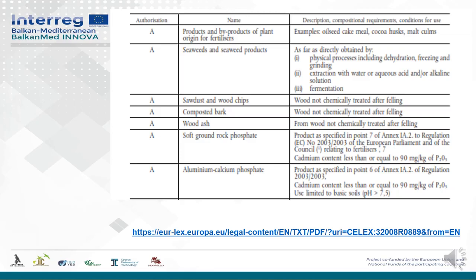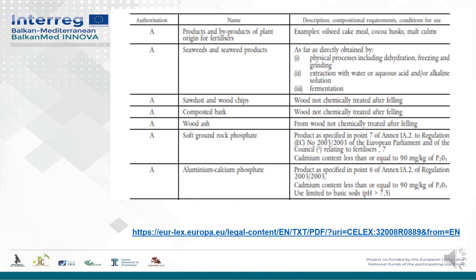Soft ground rock phosphate, so mineral fertilizers of natural origin from rocks can be used too, as found in nature. This product is specified in the regulation 2003 of 2003 relating to fertilizers. It is important here that there are limits about cadmium. The cadmium content must be less than or equal to 90 milligrams per kilogram of phosphate.